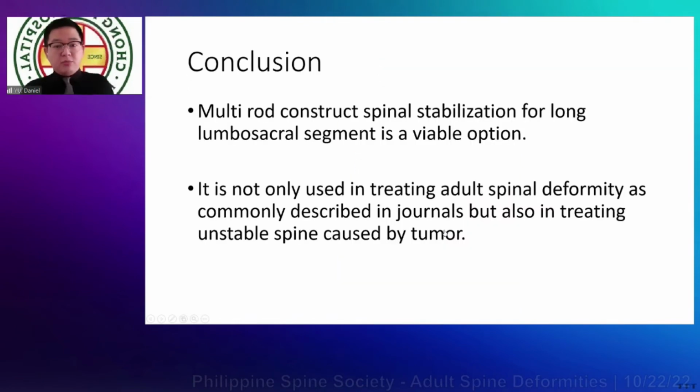So in conclusion, constructing spinal stabilization for a long lumbosacral segment is a viable option. It's not only used in treating adult spinal deformity as commonly described in journals, but also in treating unstable spine caused by tumor. With that, I end my presentation. Thank you very much.